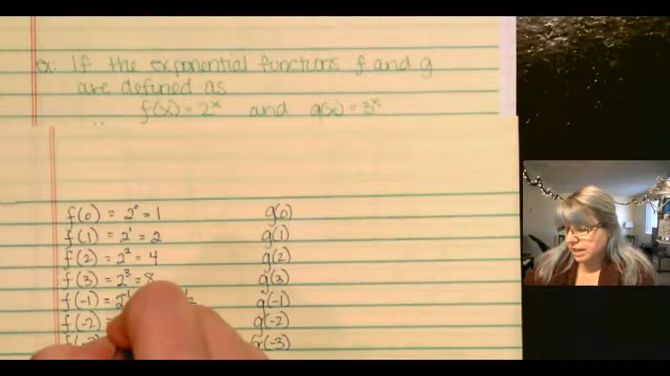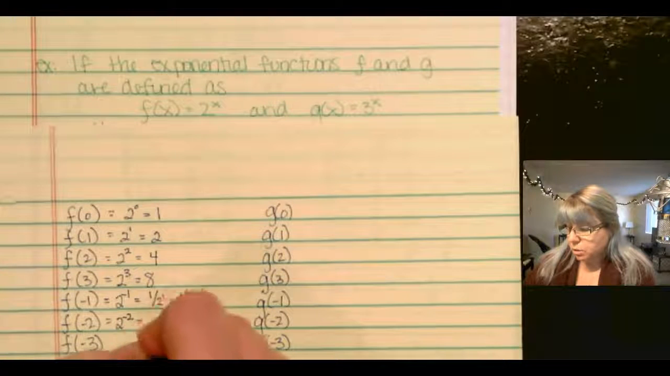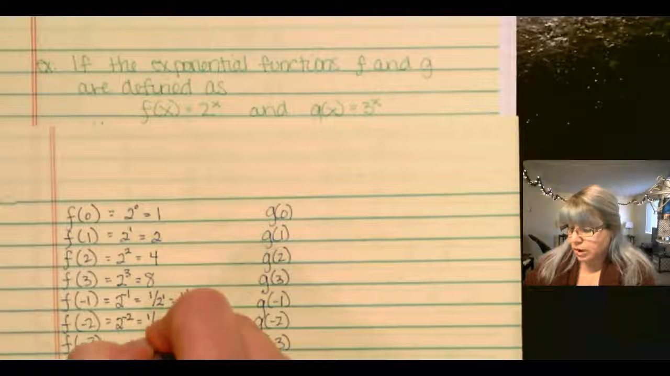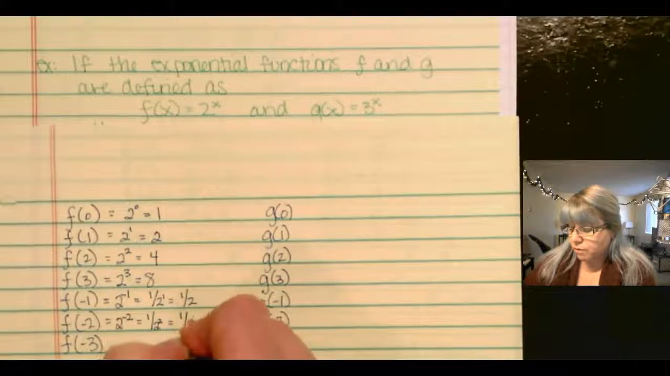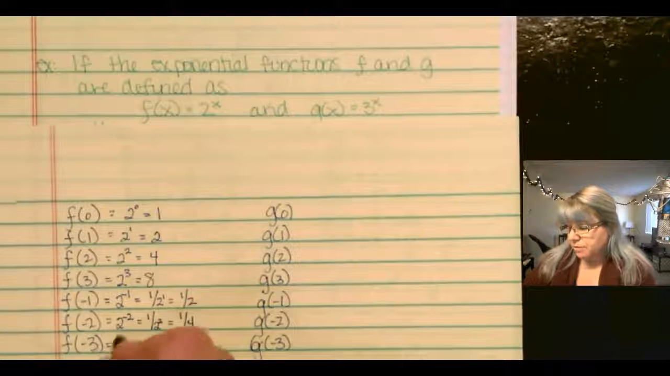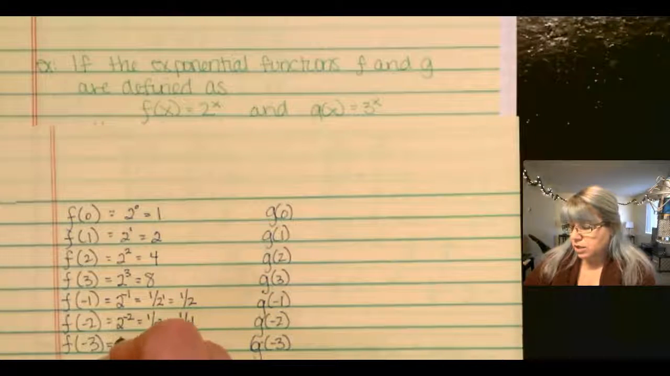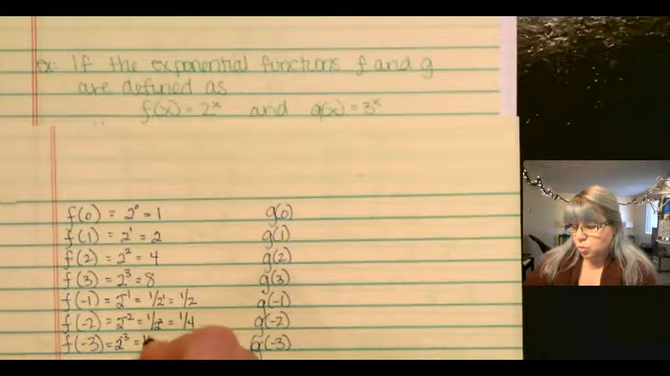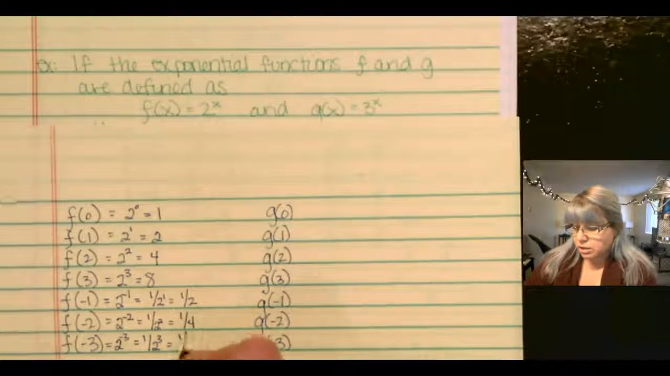All right, 2 to the negative 2 will equal 1 over 2 squared, which is 1 over 4, 1/4. And then we'll do one more. F of negative 3 is going to be 2 to the negative 3, which is 1 over 2 cubed, in other words, 1/8.